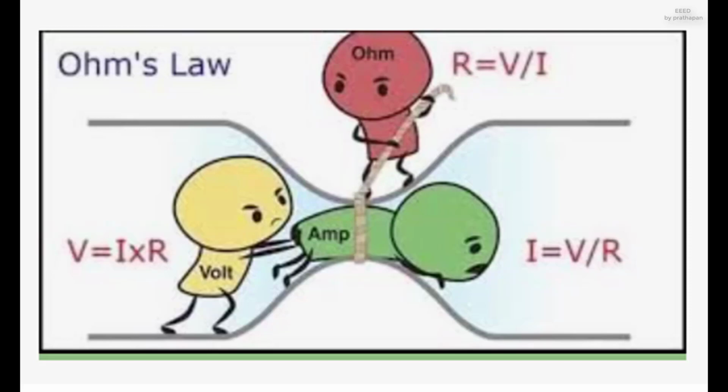Ohm's law states that the voltage, V, across a resistor is proportional to the current, I, where the constant of proportionality is the resistance, R. For example, if a 200 ohm resistor is attached across the terminals of a 12-volt battery, then a current of 12/200 equals 0.06 amperes flows through that resistor.